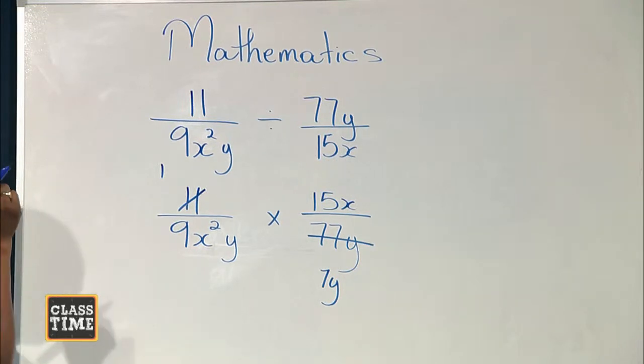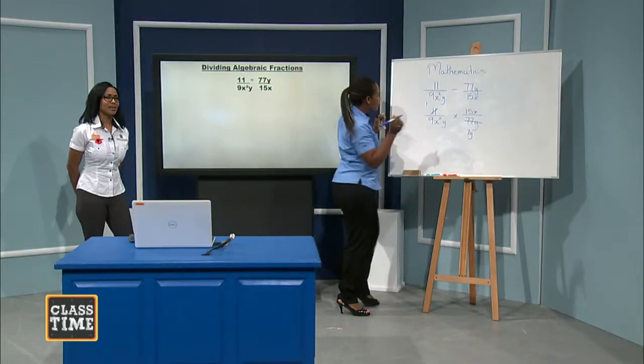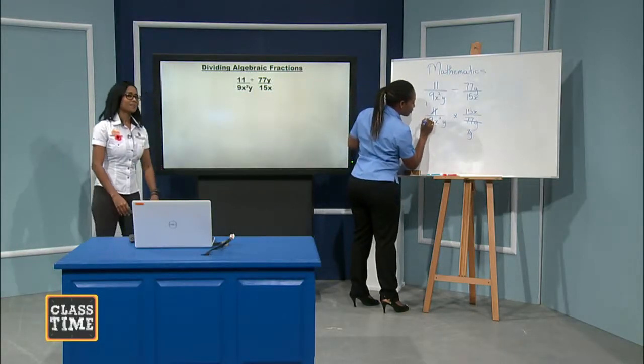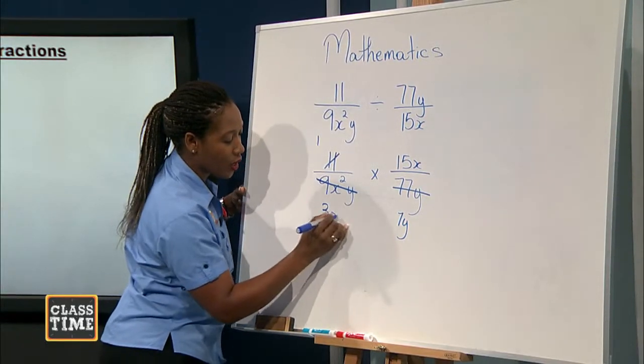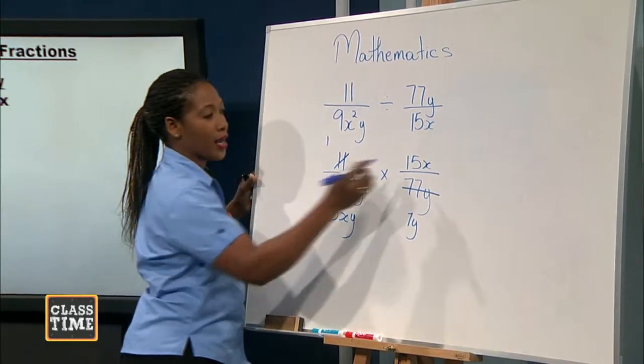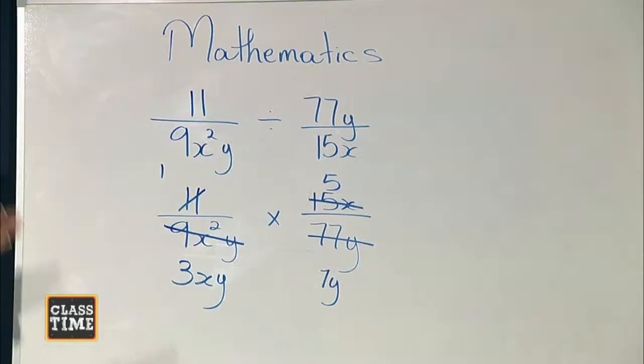And then you have 15x and 9x squared y. What's a factor there? 3. But they also have something else in common. They have an x. So x in common. 3x. So if I were to factor out 3x out of this, I would get 3, 1x is still there, and the y. 3x into this, 5.